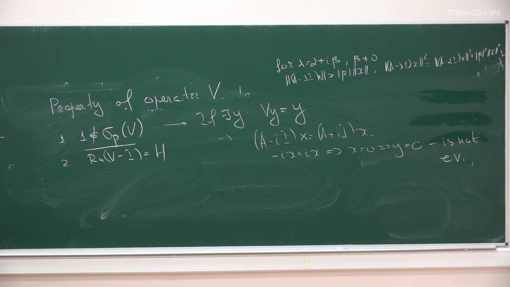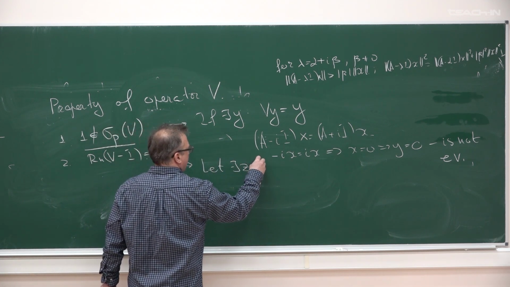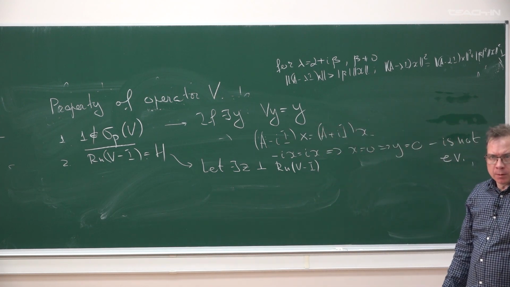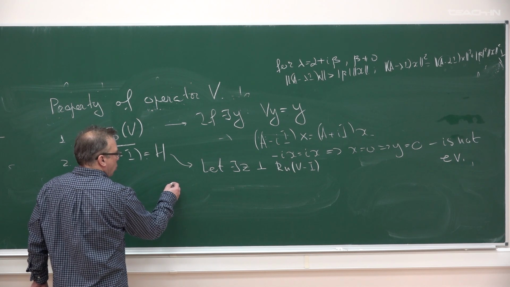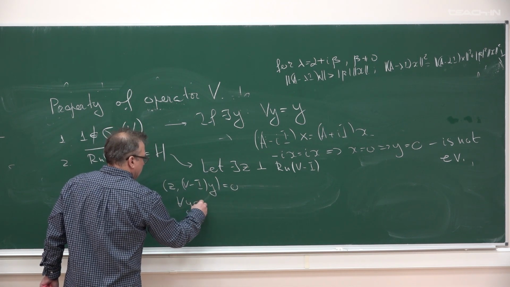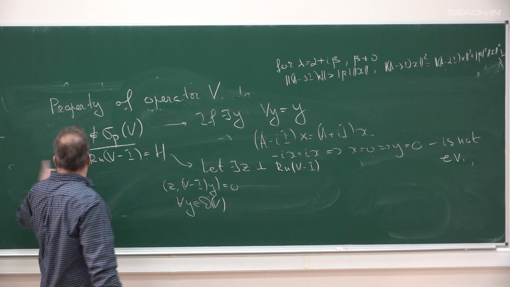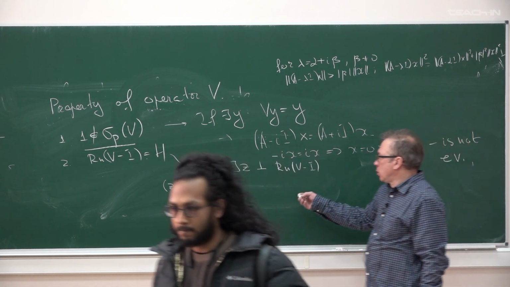Then, if range, okay. Second, this. Let there exist z which is orthogonal to the range, so it means that the scalar product is 0 for any y from the domain of V. Let's again take these formulas. So what do we obtain?